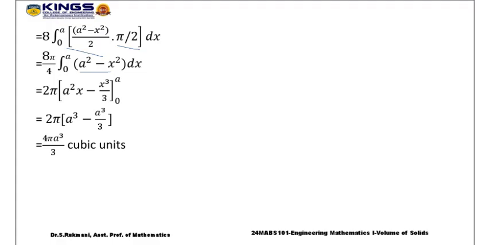Now integrate with respect to x. So a square into dx gives a square x. Integration of x square is x cube by 3. Substitute the limit 0 to a. Upper limit: a square into a, that is a cube, minus x cube, a cube by 3. Lower limit, everything becomes 0. So we are getting only the upper limit. Okay, so now take the LCM. 3a cube minus a cube is 2a cube by 3. Multiply everything. So we are getting 4 pi a cube divided by 3 cubic units. That's all. Thank you, students.